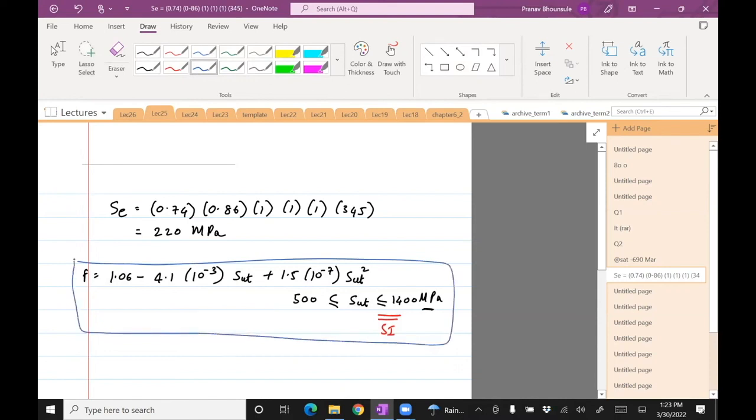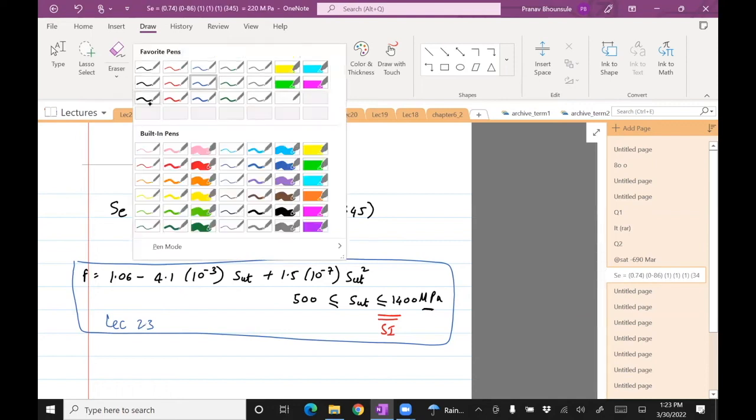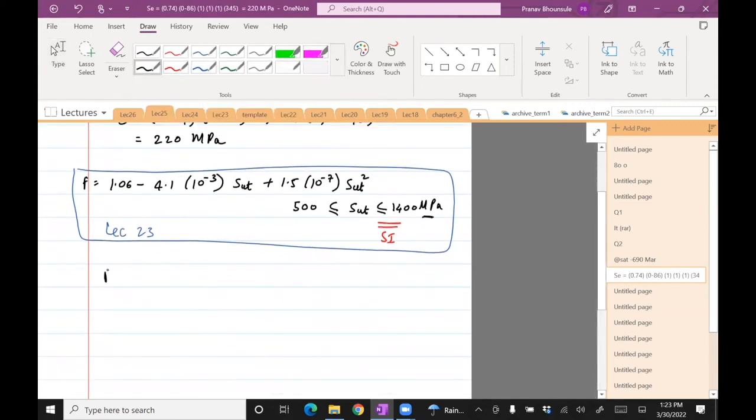Okay, so that's from lecture 23. You don't have to copy that. It's just for reference, but I'm going to use the formula now. 1.06 minus 4.1 times 10 raised to negative 3 times SUT, which is 690, plus 1.5 times 10 raised to negative 7 times 690 squared. So plugging in those values, you get 0.85.